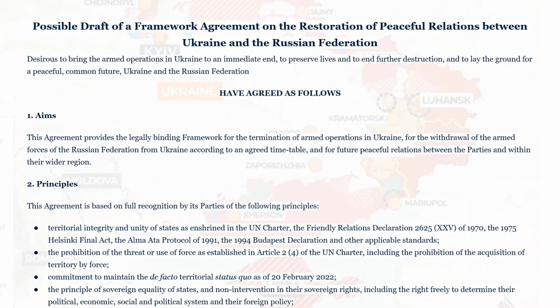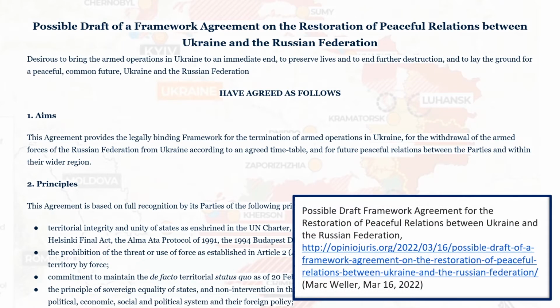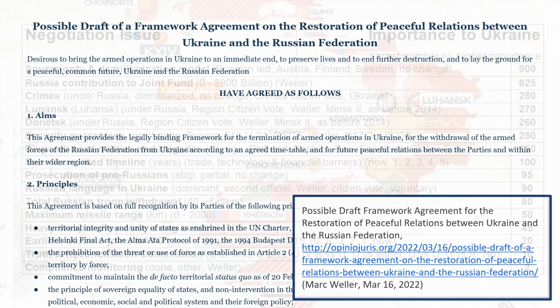In this negotiation, when the blanks are filled in, the single negotiating framework becomes the final agreement for a ceasefire and other conditions that will result in lasting peace. Shown here is an example of what the first page of this final agreement might look like, as published by Mark Weller on March 16th.